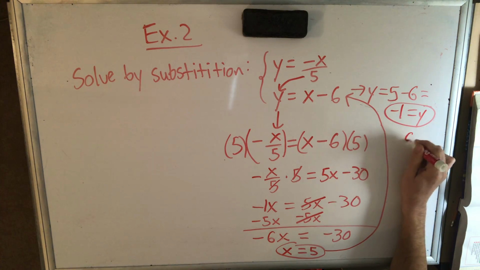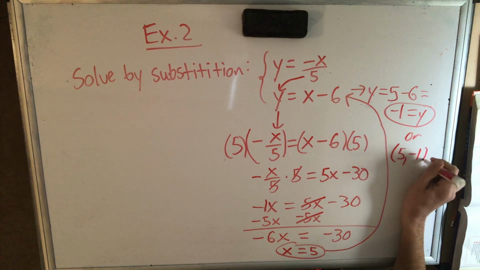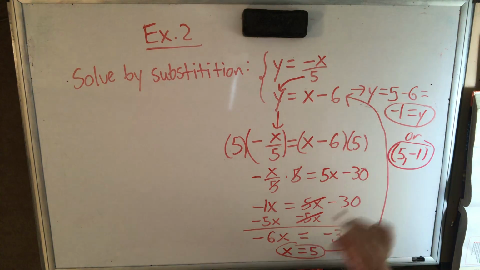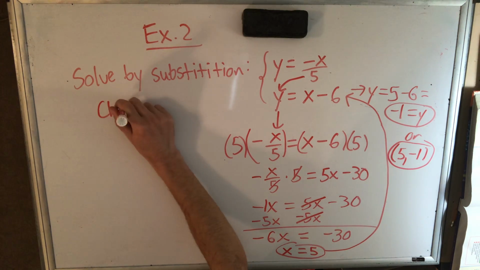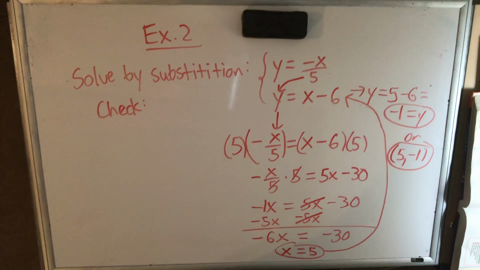If you want to write the answer in coordinate form, it's parentheses, x number, comma, the y number. So 5 comma negative 1. And then to check the answer, let's substitute in 5 for x and negative 1 for y in both equations, and see if we get true equations for both. If so, then we know that we have the correct answer.